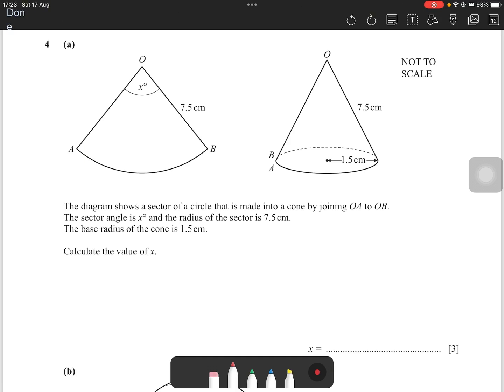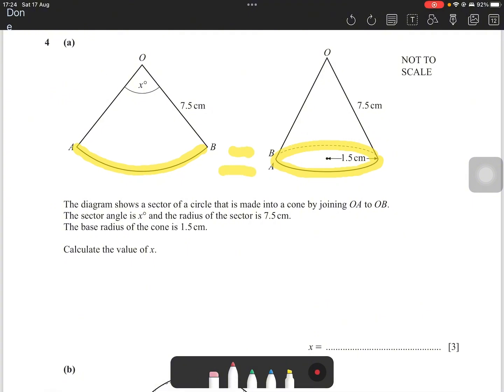So when you use a sector of a circle and you make a cone, you need to remember this property. The length of this arc is actually the circumference of the base of the cone. So these two must be equal to each other. The length of this arc is theta over 360 multiplied by the circumference, which is 2 pi the radius. And the circumference of this base is 2 pi r.